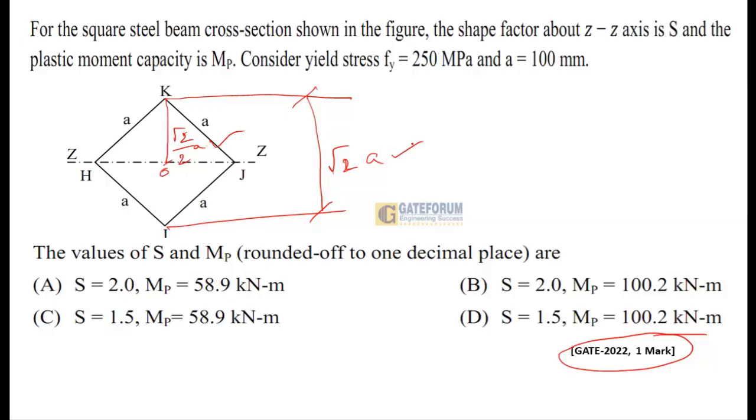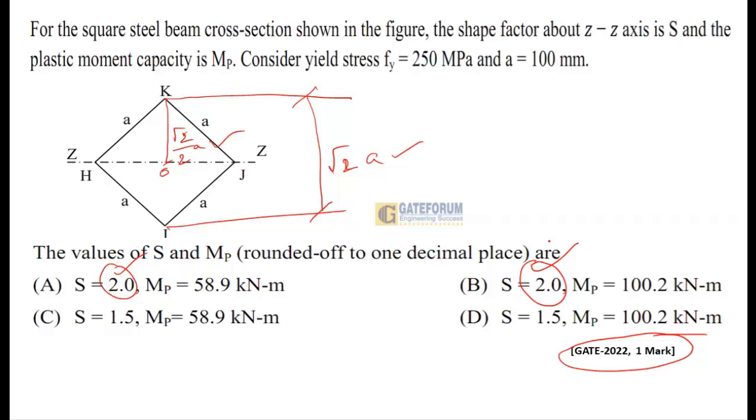The total depth from K to I is root 2a, and K to the center of the square block is root 2 by 2a. Now for this case, the shape factor for this type of steel cross section is considered as 2. We have two decimals here, and the options have 2 and 2.